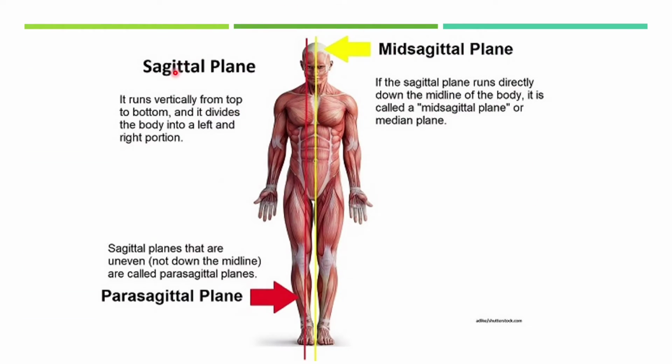The sagittal plane has mainly two parts, that is the mid-sagittal plane and the parasagittal plane. If the sagittal plane runs directly down the midline of the body, it is called the mid-sagittal or median plane. See, this is the median plane. But if the sagittal planes are uneven, not down the midline, they are called parasagittal planes. This red line is not along the midline, so it is known as a parasagittal plane because it is uneven and not down the midline.